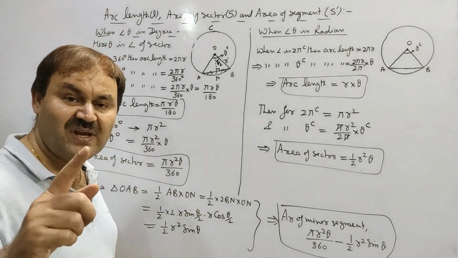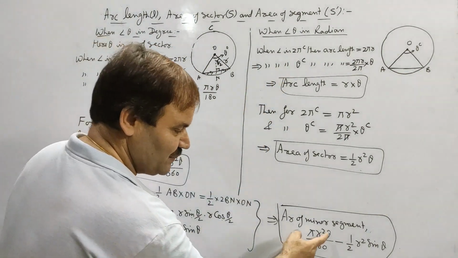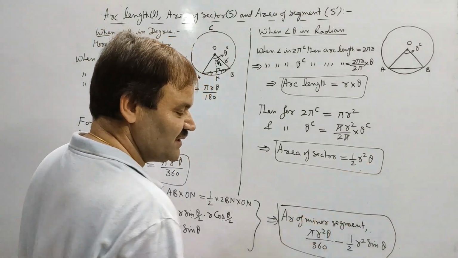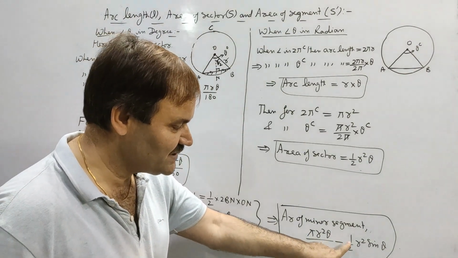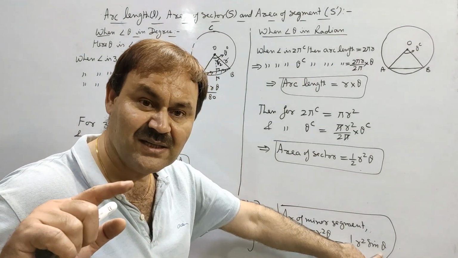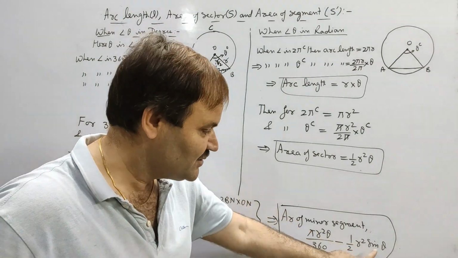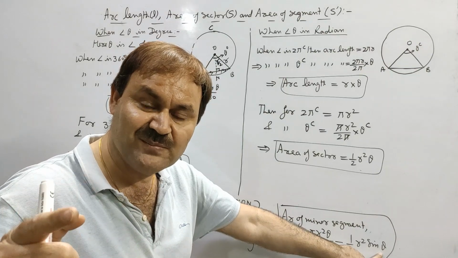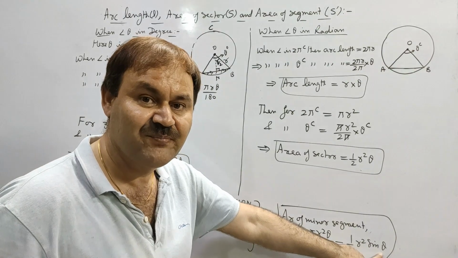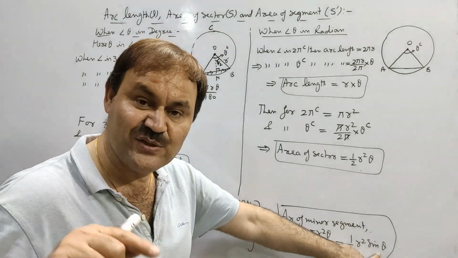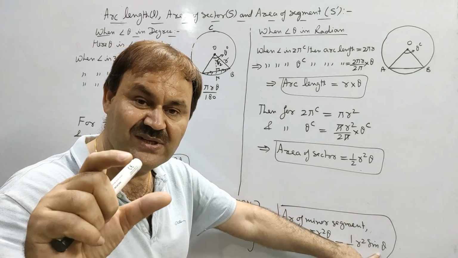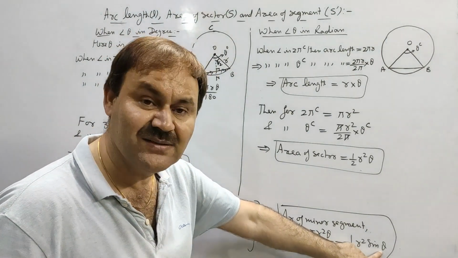But if angle is in radian, then pi r square theta upon 360 will be replaced by half r square theta. So half r square theta minus half r square sin theta, and this time angle theta being in radian, so sin theta will be seen from the table of angle theta in radians. It means either you will have to convert theta into degree, or you will see the table in which angles would be given in radian.